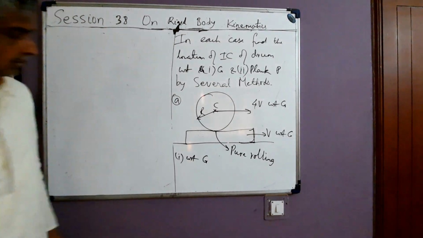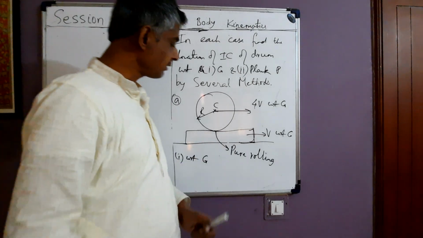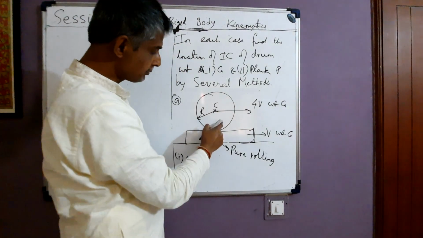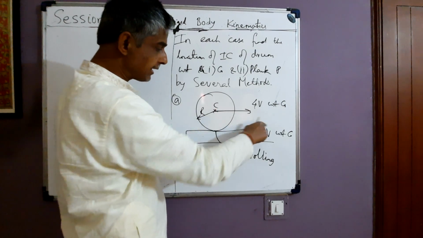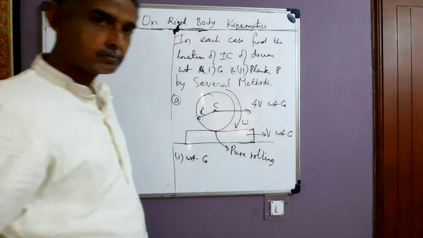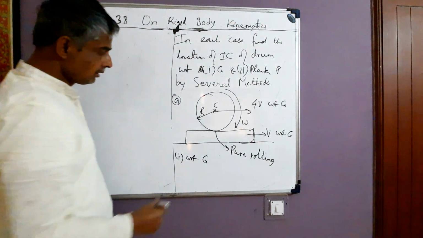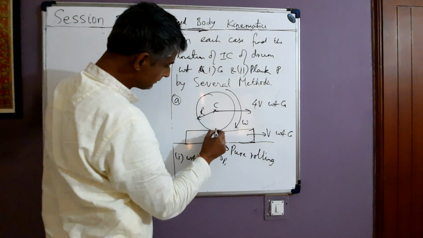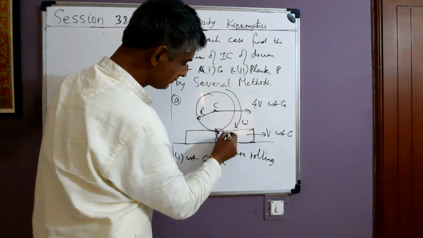So the IC of the drum with respect to ground is to be evaluated. Now one thing in this case: if this is undergoing pure rolling over the plank and both the speeds are in the rightward direction and this is more than this, then omega should be clockwise. So this is the material point P1 of the plank in contact with material point D1 of the drum.